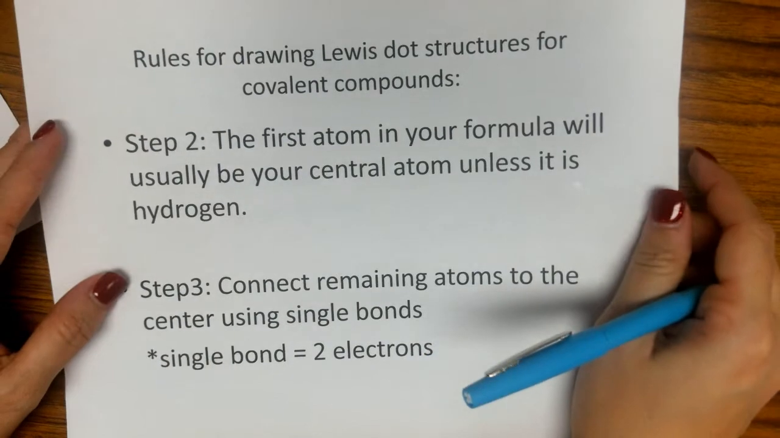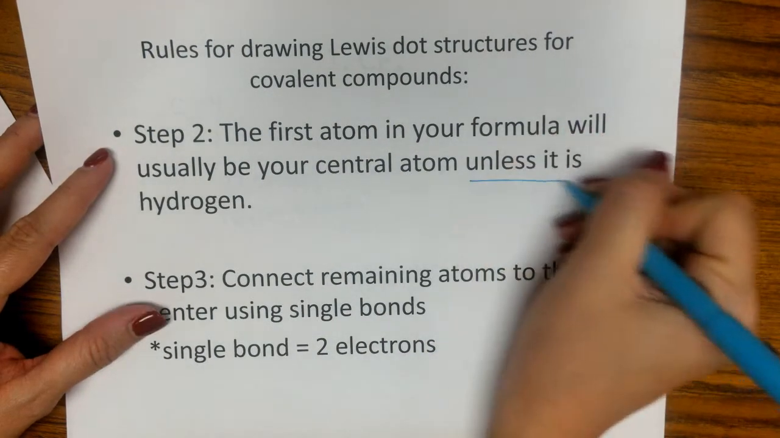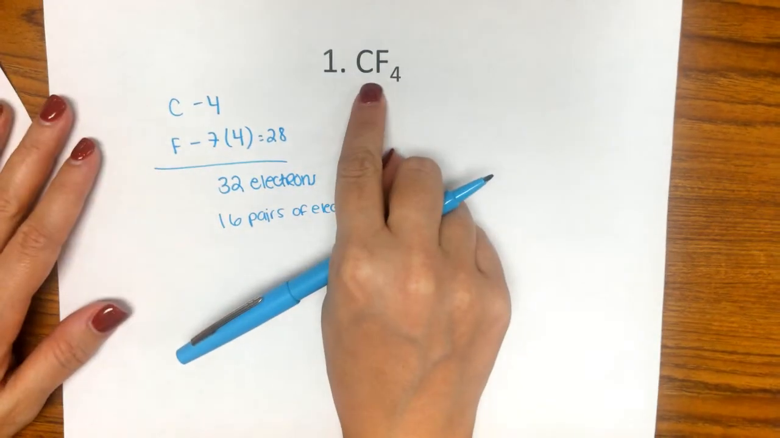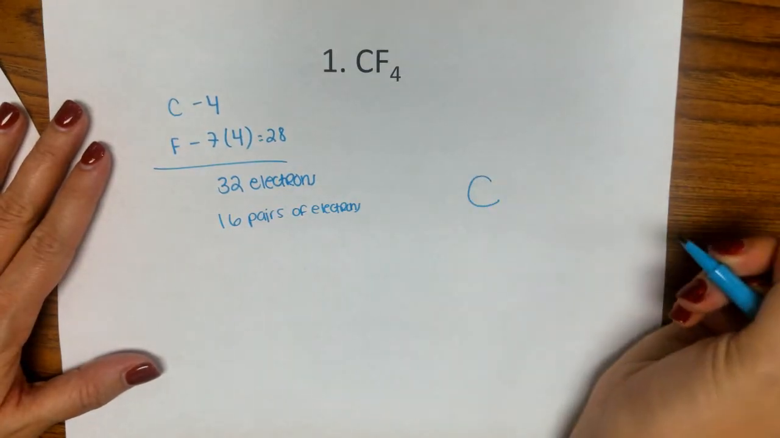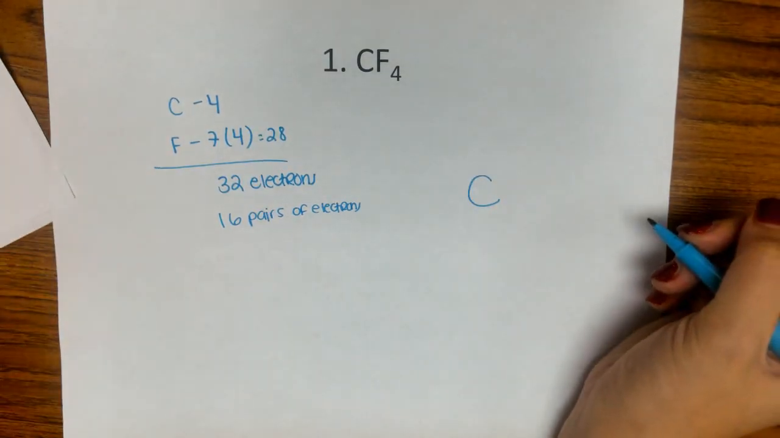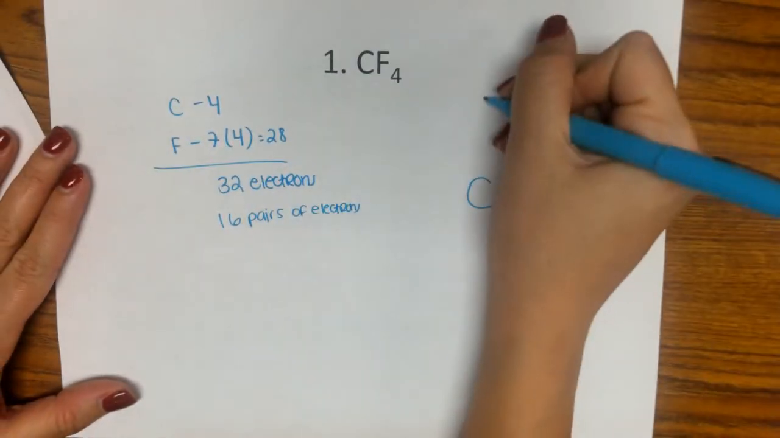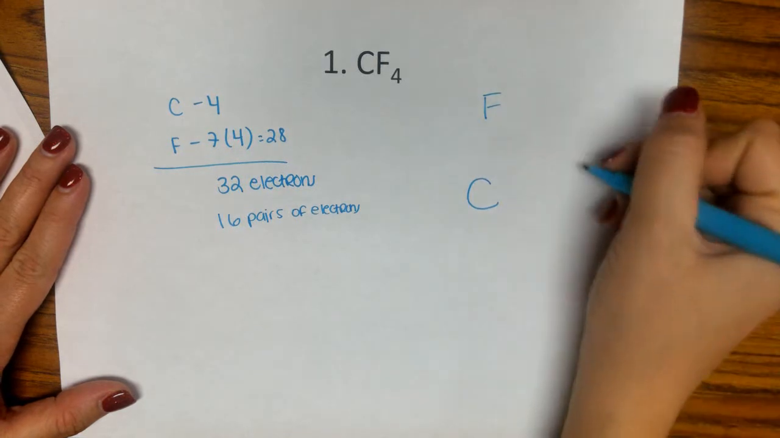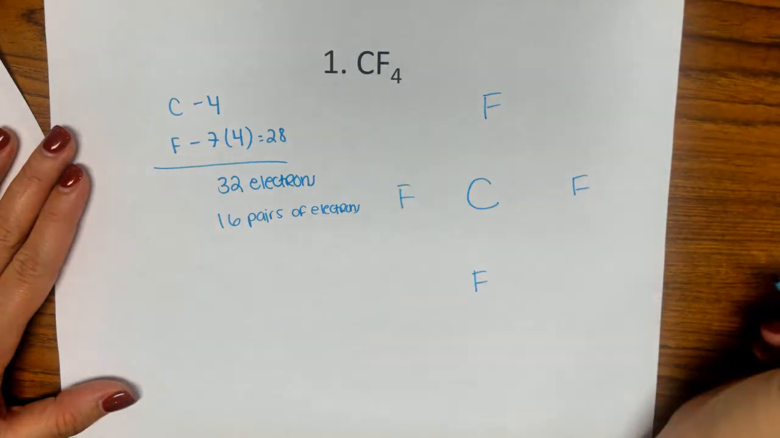Step 2. The first atom in your formula will usually be your center atom unless it's hydrogen. Well, the first atom in my formula is not hydrogen, it's carbon. So I'm going to put carbon in the center, and then you just draw the other atoms around carbon. Spread them out evenly, but right now it doesn't matter where you put them. Okay, so they're spread out.